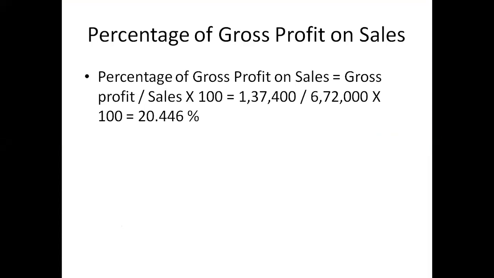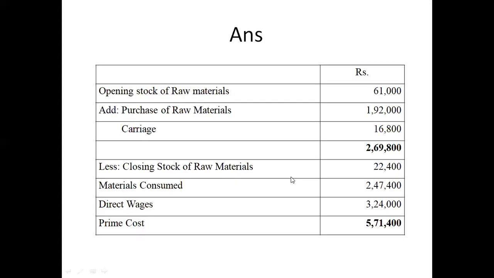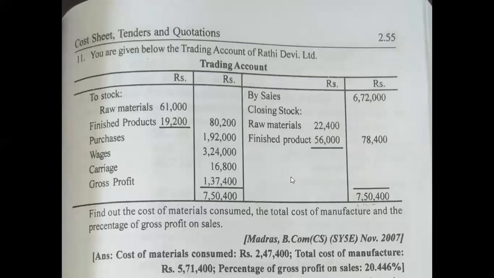They are asking about a percentage that you have to multiply with 100. So now we are comparing your sales with your gross profit. So 1,37,400 is the gross profit divided by 6,72,000, that is the sales, into 100. That answer is 20.446. So this is a 5-mark question. Okay, now we can understand one problem, right?